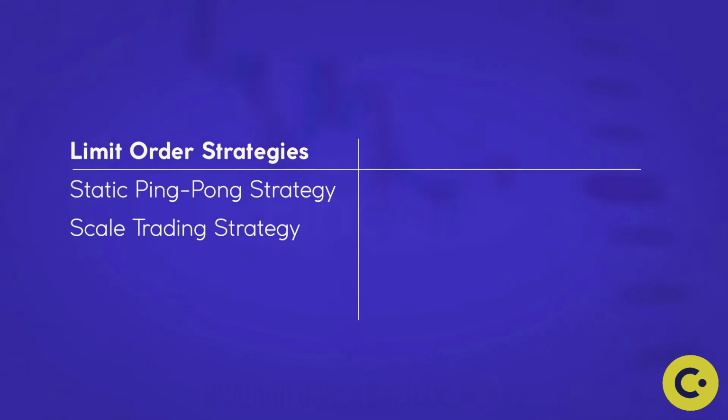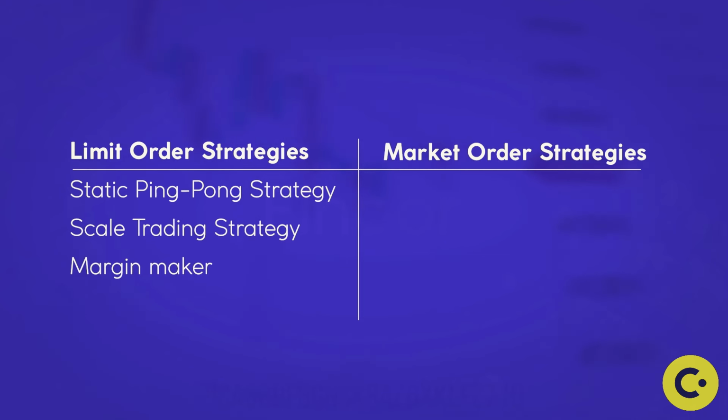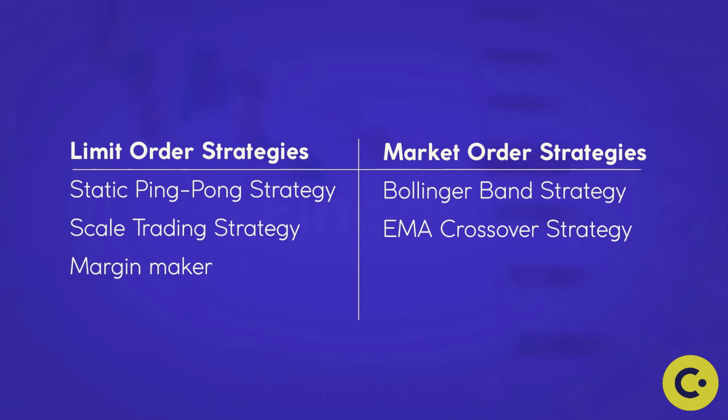The following limit order strategies are supported: static ping-pong strategy, scale trading strategy, and margin maker. Margin supports these market order-based strategies: Bollinger Band strategy and EMA crossover strategy. To find out what characterizes these strategies, please refer to the in-depth article about Margin on Probit Global, link in description.